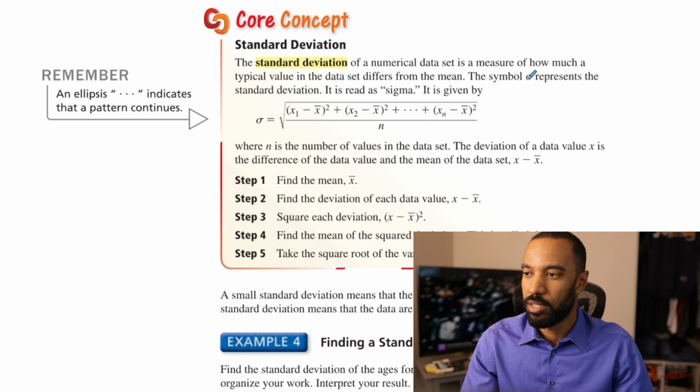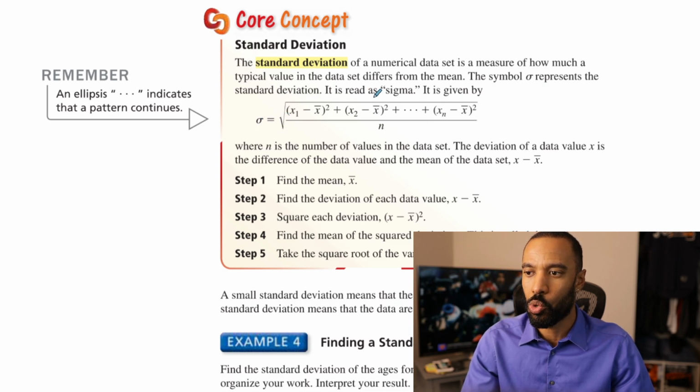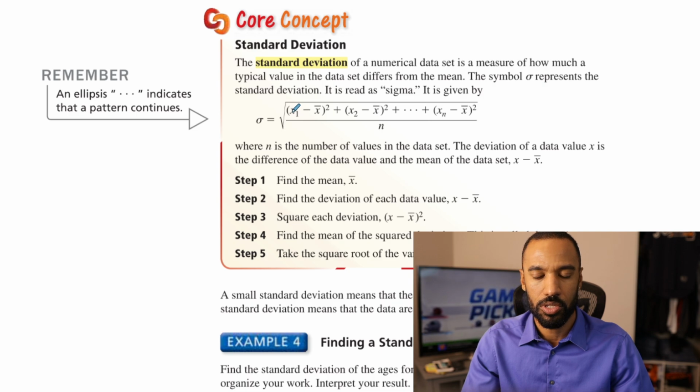The symbol sigma, that's the lowercase Greek letter sigma, represents the standard deviation. It is read as sigma. The standard deviation is the square root of this massive thing. Now, this looks a little confusing.